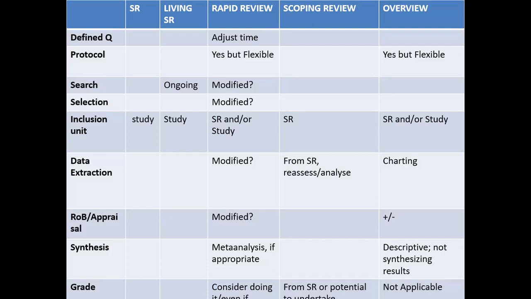Scoping review, yes, you are using the systematic review instead of single articles. And you need to reassess and analyze. For an overview or umbrella review, yes, you need a protocol, but there should be some flexibility. And then you need to include studies, better, systematic reviews. You can do the charting, and then your synthesis is more descriptive.